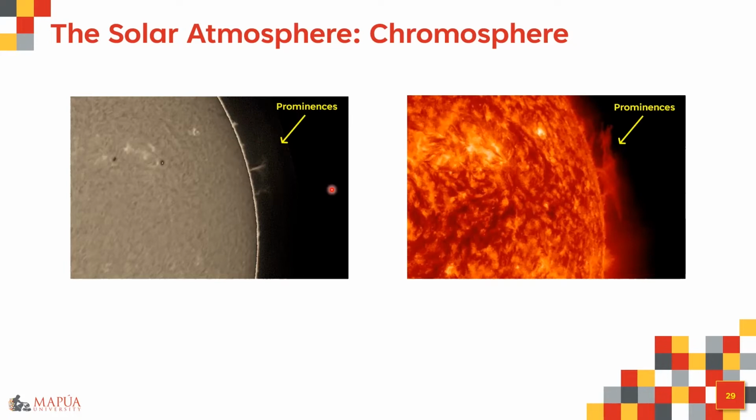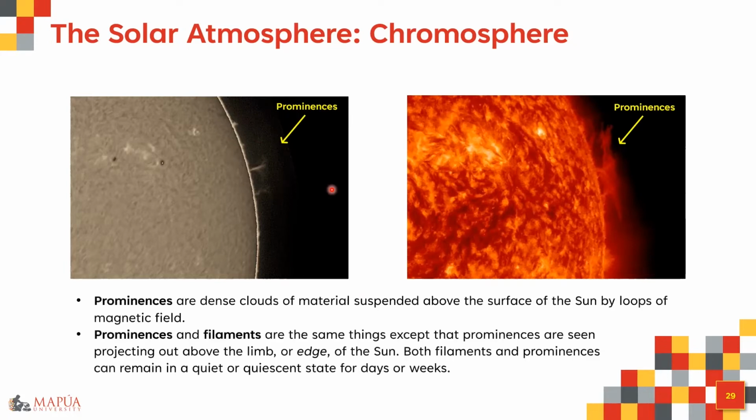So what are prominences? These are dense clouds of material suspended above the sun by loops of magnetic field. You can see some coronal loops here, or very, very small loops. In fact, prominences and filaments are basically the same thing. They are just viewed differently. We call them prominences because we observe them at the limb, and at the surface of the sun, we see them as filaments.